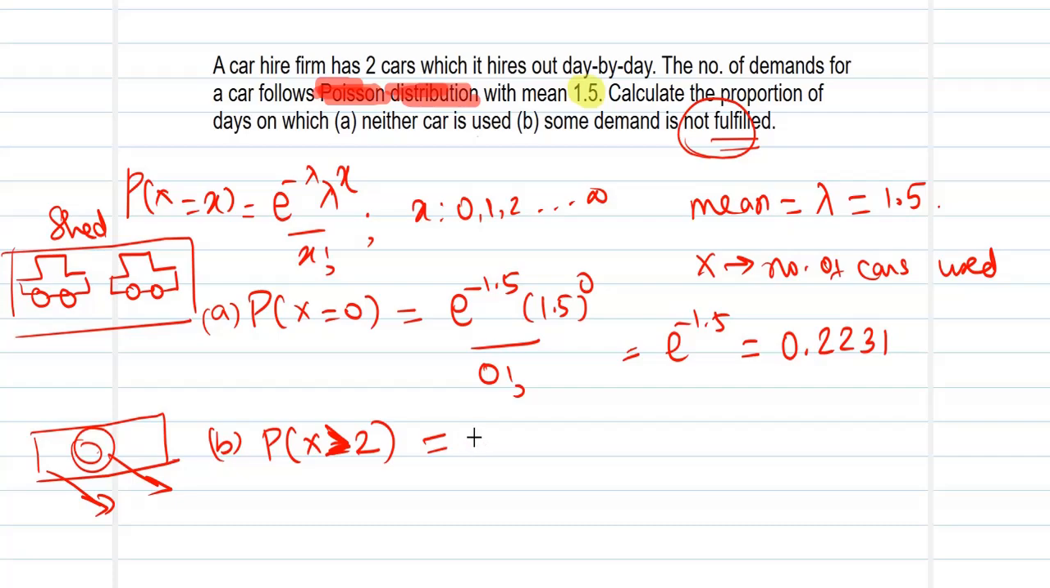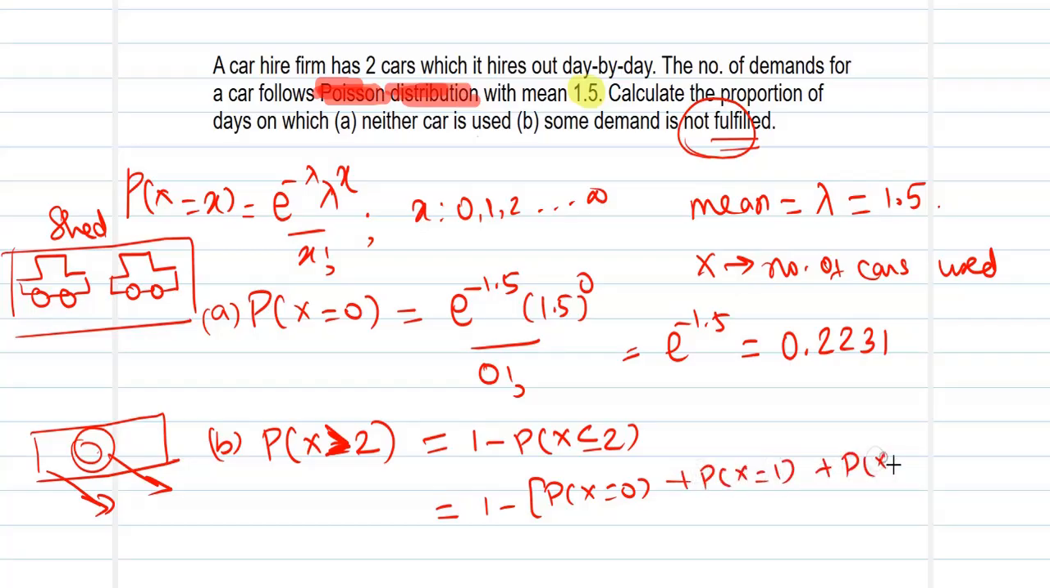So how to find this? This is going to be from 2 to infinity. So take the complement of x less than or equal to 2. In which case you have 1 minus, probability of x equal to 0 plus probability of x equal to 1 plus probability of x equal to 2. Use your calculators to estimate these data. So you can find the value to be equal to 0.1913 when you estimate this, and fix your lambda to be equal to 1.5.